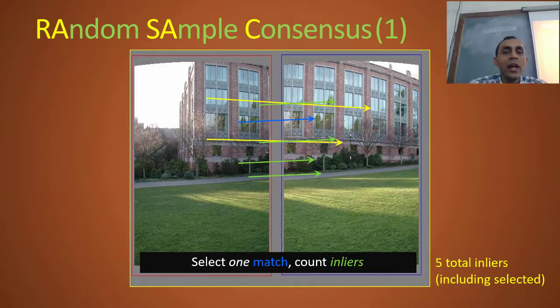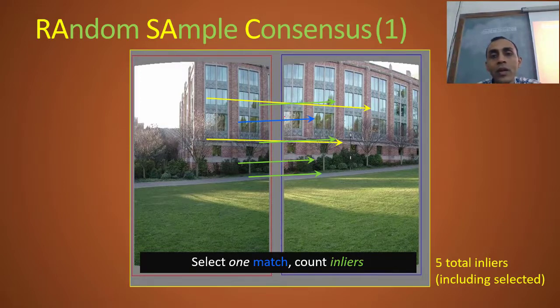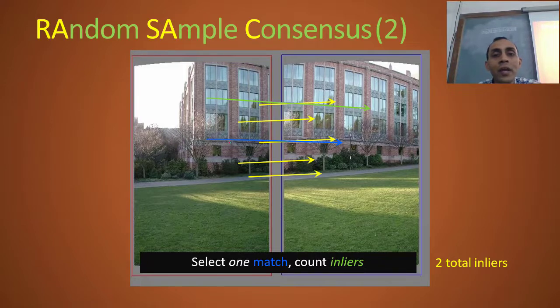So RANSAC will randomly select one match. Let us say it selected this match, and with this it will try to get the translation vector and see which ones are the inliers, which ones justify that. So with this one, you will get 1 2 3 4 5 as inliers and 2 as outliers. If it randomly picked this one, then with this it will get 2 inliers and 5 outliers. So again, the voting principle is being matched here.